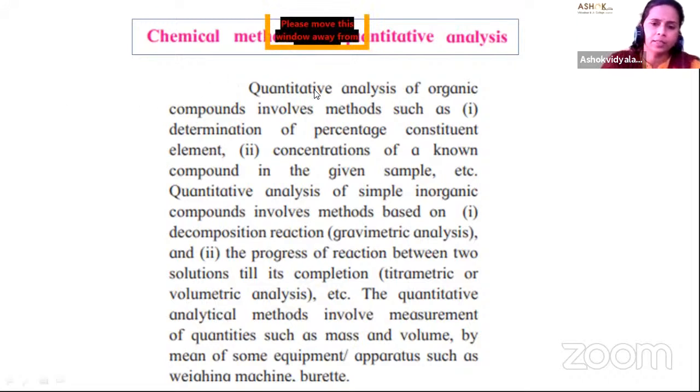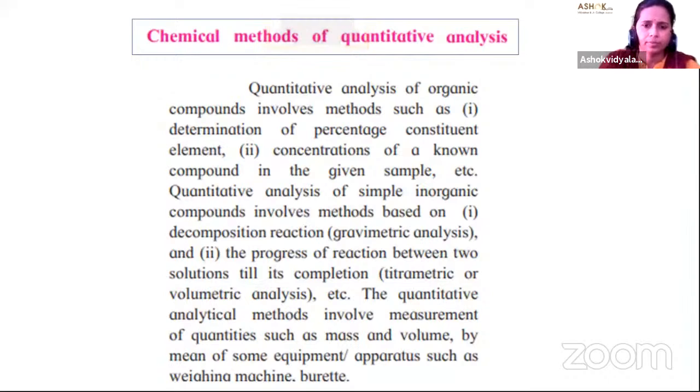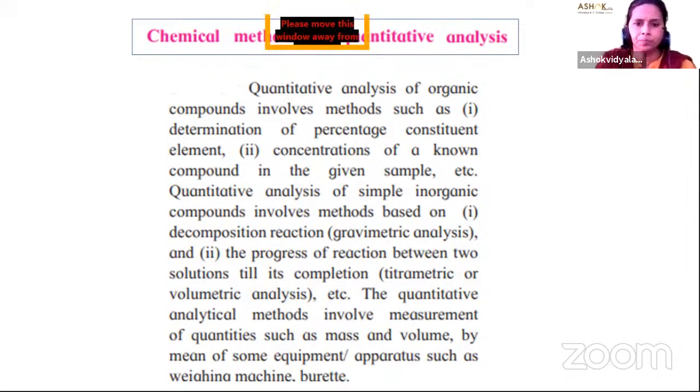Quantitative analysis of organic compounds involves methods like determination of percentage of constituent elements. For example, to determine the percentage of nitrogen, halogen, or sulfur, and then the concentration of a known compound in the given sample. These two methods are involved in quantitative analysis of organic compounds: first, determining their percentage, and second, the concentration of the known compound in the given sample. How much concentration is there?